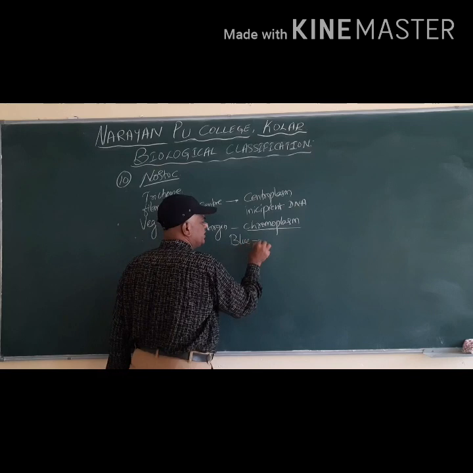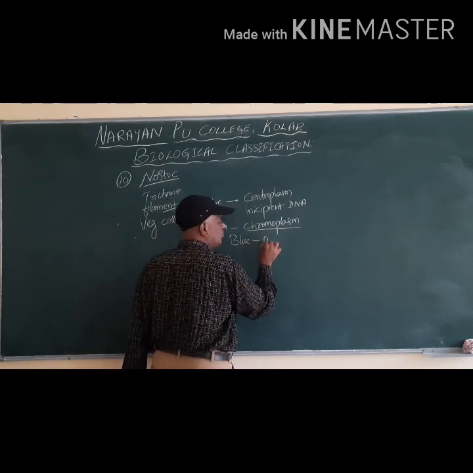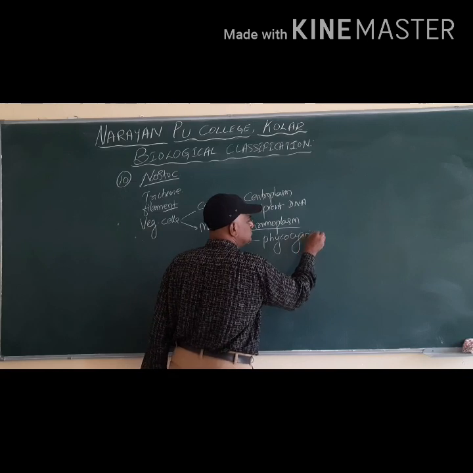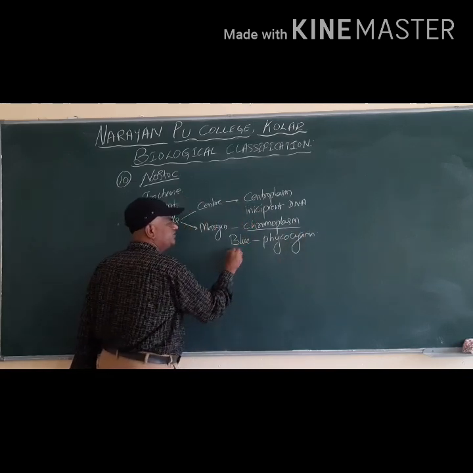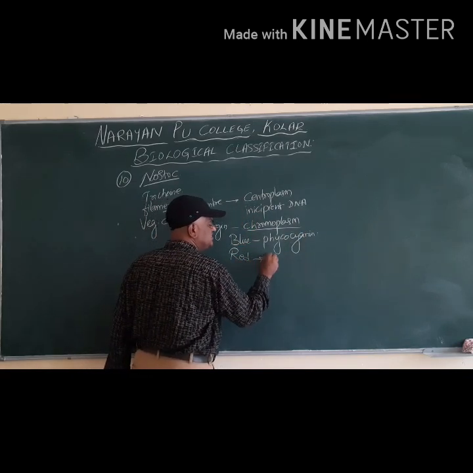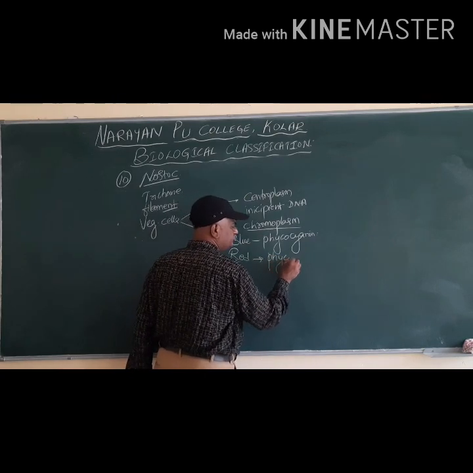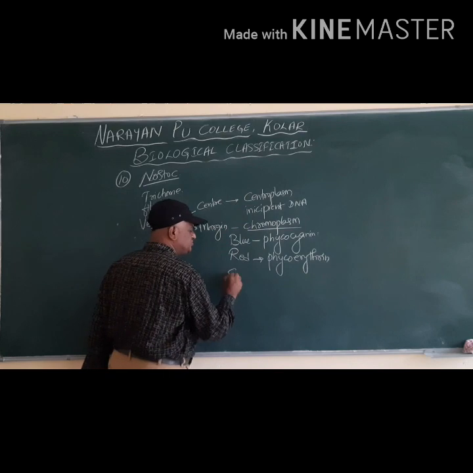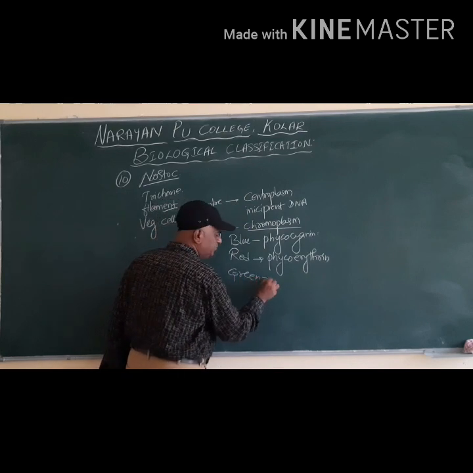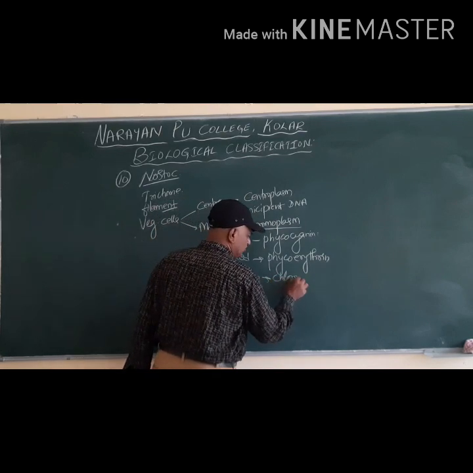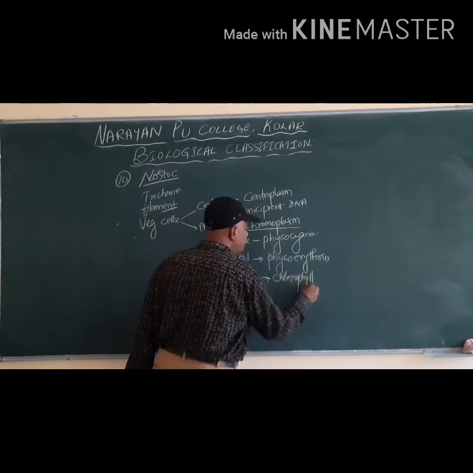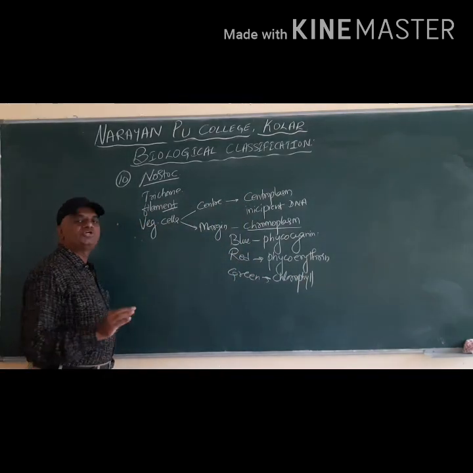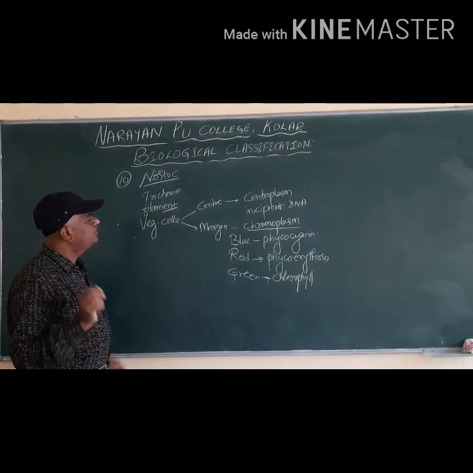The blue pigment present in the nostoc is called phycocyanin, and the red pigment is called phycoerythrin. There is also a green pigment, called chlorophyll. So in the presence of blue, red and green pigments, the nostoc undergoes photosynthesis. Now we will go for the next one.